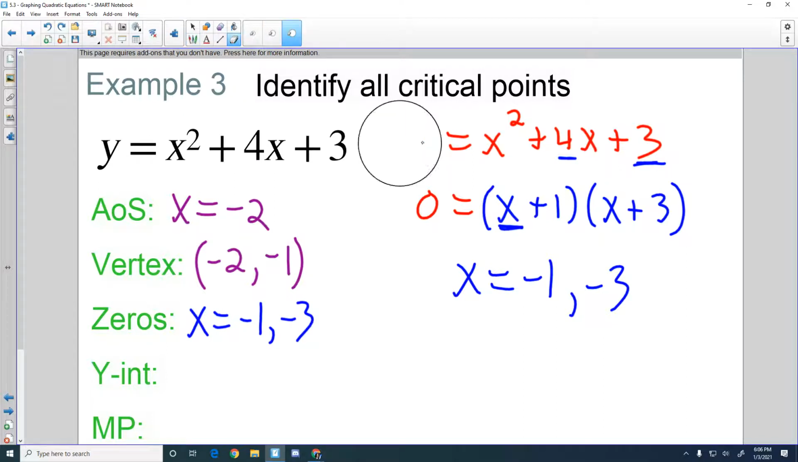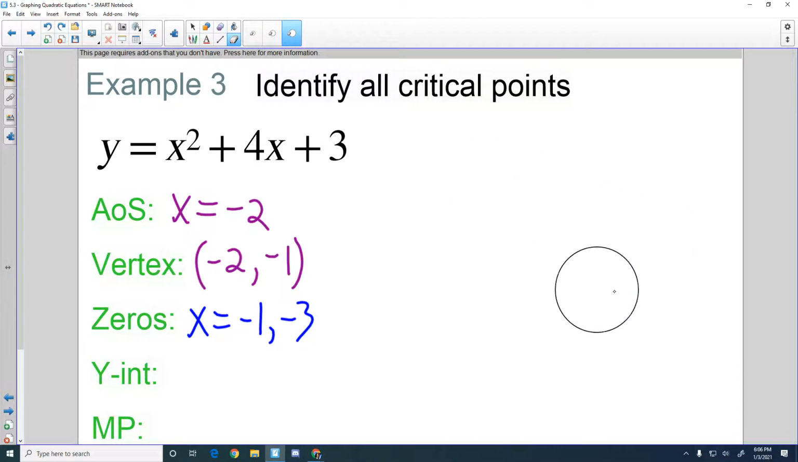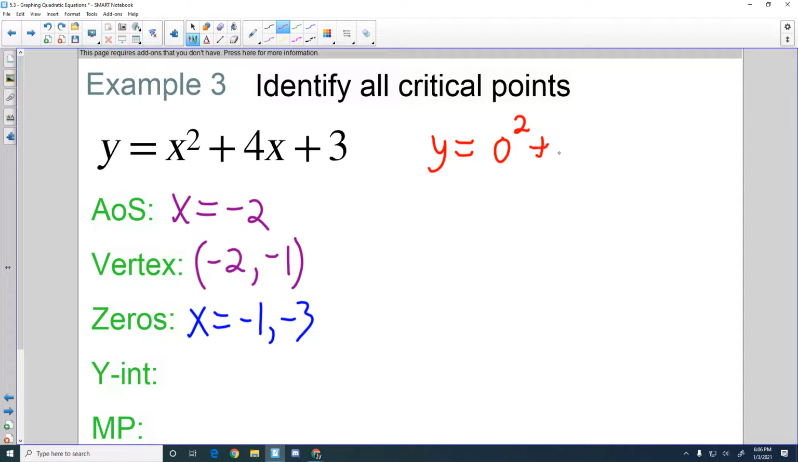All right, now how about the y-intercept? This one is actually super duper easy in standard form. So remember, to find the y-intercept, you make the x's a 0. So we'd write this equation out, y equals 0 squared plus 4 times 0 plus 3. Well, in standard form, each term stands alone. And so the x squared term, if you put a 0 in for x, that whole thing is going to be a 0, and it doesn't even matter.